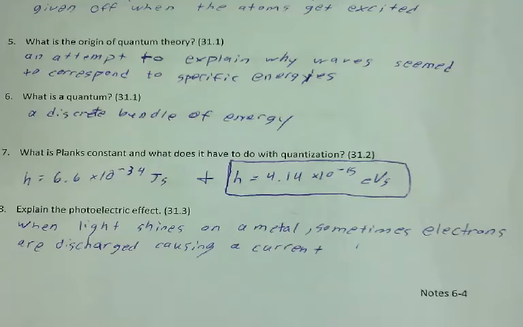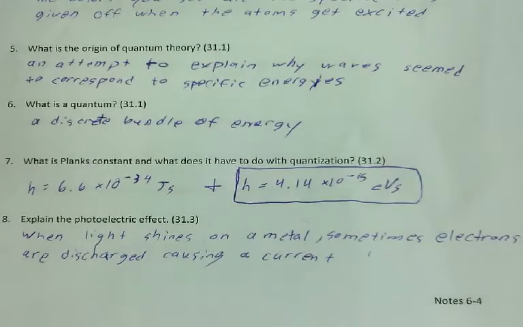So when light shines on a metal, yep, sometimes electrons are discharged, causing a current.